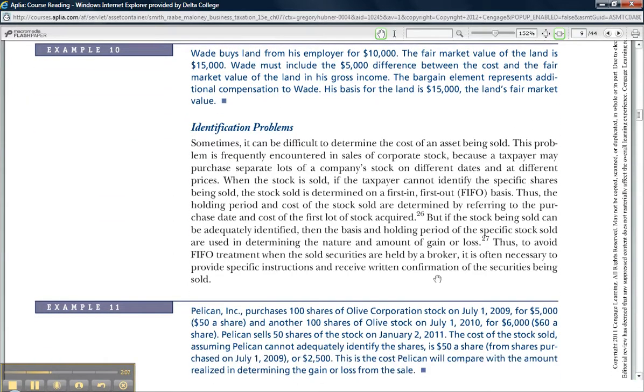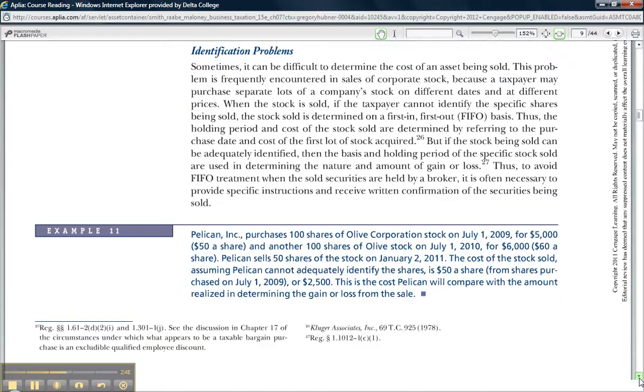Identification problem. This section is talking specifically about stock. When you buy shares in a company in different lots, like you buy some in October and then some in December, and then you subsequently sell some stock of that company, how do you know what basis to use? If you bought those two lots and they have different prices when you bought them, how do you know what to use for basis? And this paragraph talks about using the FIFO basis. So when you don't know which shares you're selling, you assume that you're selling the oldest or the earlier acquired shares, and you use that cost. See example 11 there for an example of that.